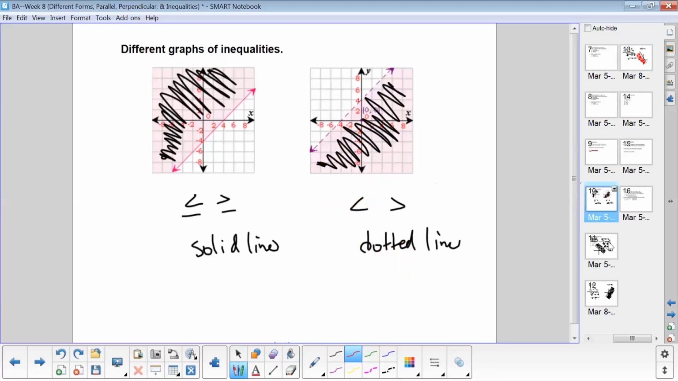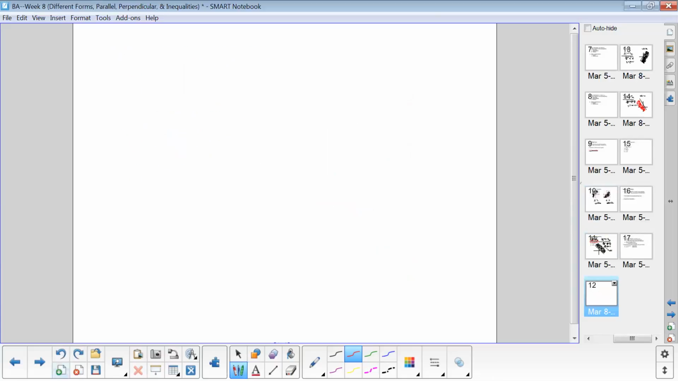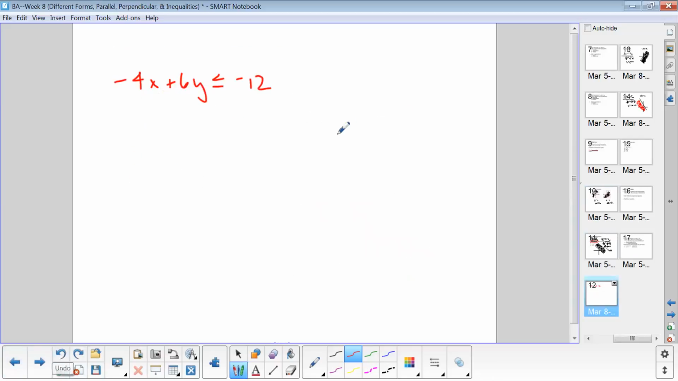So another equation, so negative 4x plus 6y is less than negative 12. That's the next one we're going to look at. Negative 4x plus 6y is less than or equal to negative 12. So I'm going to change that to less than, not less than or equal to. And since we know it's less than, then that's going to equal that dotted line.